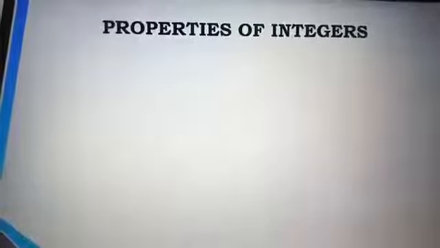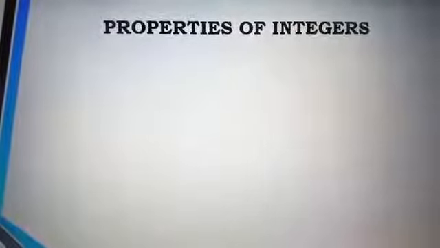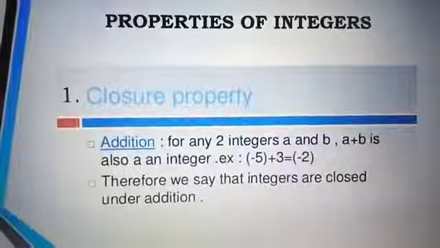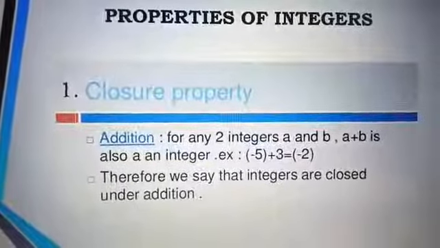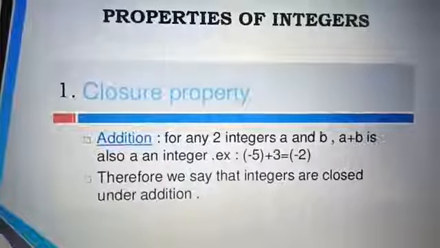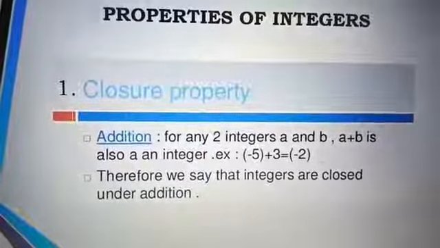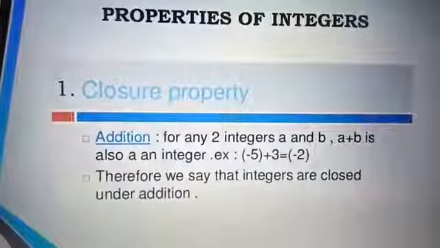Let us move to the properties of integers. For addition, subtraction, multiplication and division, everything has properties. First we are going to see the properties of addition. In addition we have three properties. The first property is the closure property. In the closure property, if you add any two integers, the answer is also an integer.